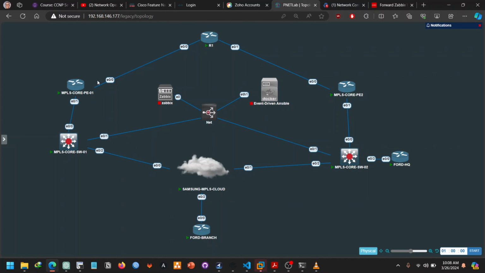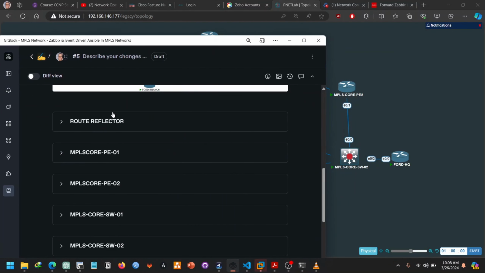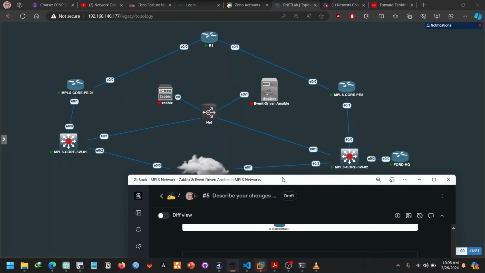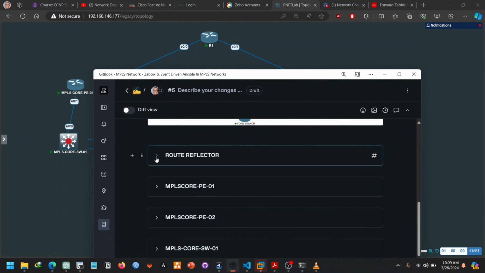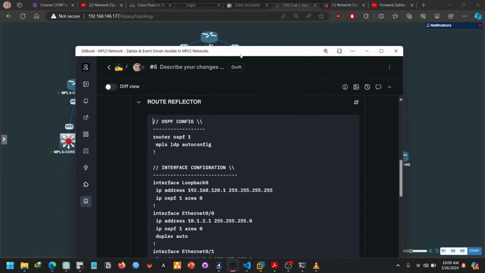Starting off with our infrastructure, we have, let's say, three routers in our core infrastructure. In production networks, we are going to have more than three, and of course, we are going to have a route reflector, either one or two. So here I have a route reflector on R1, so we can check on the configuration of the route reflector. Let me change the size of this. So we are looking at the configuration of the route reflector.